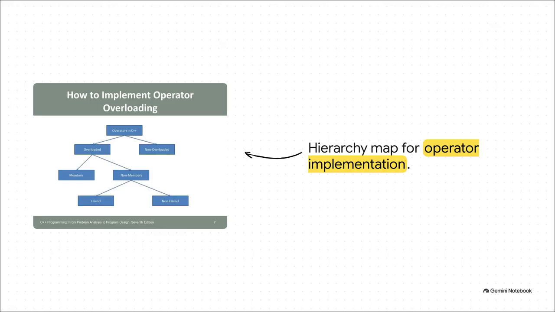But the C++ ecosystem for these operators is incredibly hierarchical. It's kind of like a massive family tree. You can see operators are split into those that are overloaded and those that aren't. And if you go down the overloaded branch, you have some serious architectural choices to make. You can implement your overloaded operator as a member function attached directly to the class, or as a non-member function. And actually, if you choose the non-member route, you then have to decide, does this need to be a friend function, which grants its special VIP access to your private data, or a non-friend? This entire tree dictates exactly how your code is allowed to interact with the private inner workings of your objects.